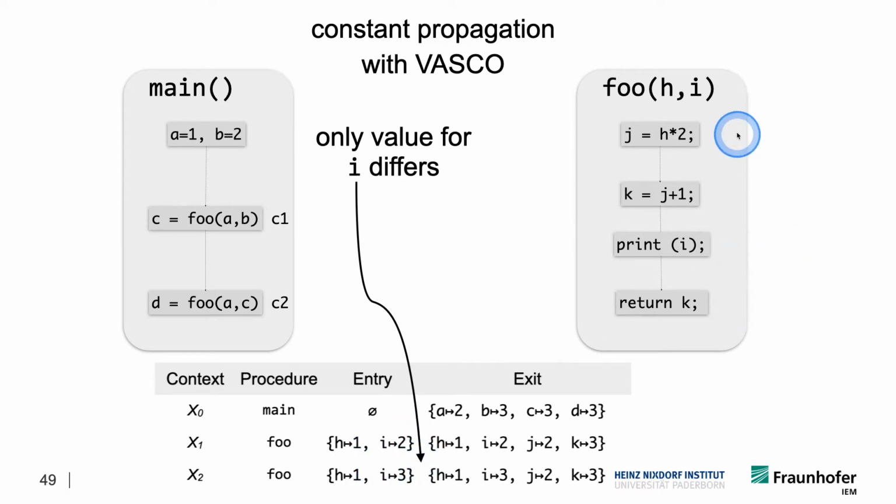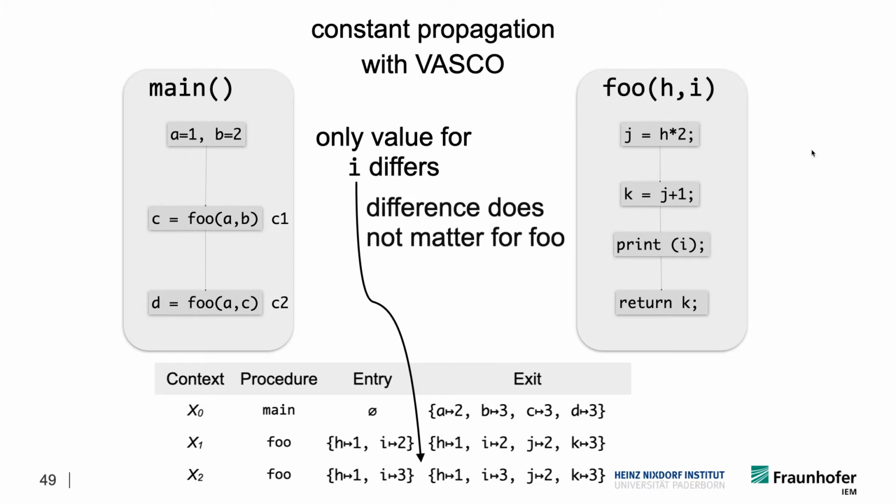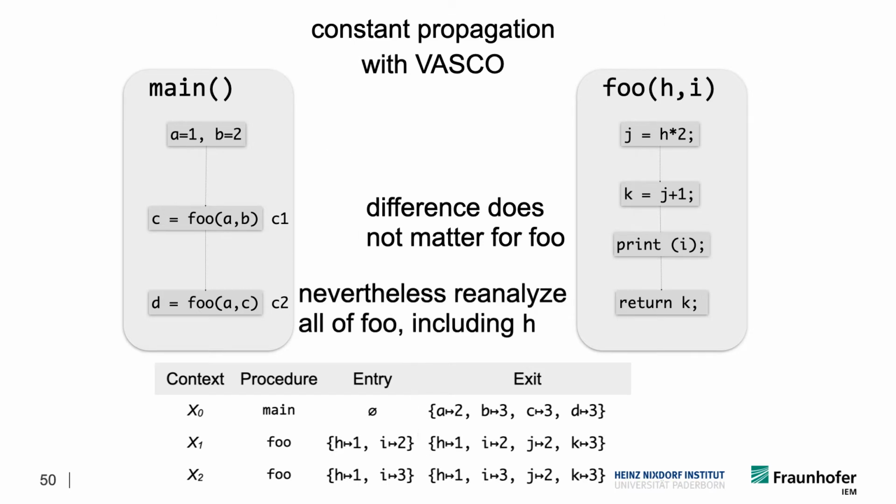And in fact, this value didn't really matter for the summary function here, right? Because this value is printed, but it's never returned, so it never has any effect on the caller, and therefore it never becomes part of any procedure summary, okay? So the difference does matter for foo, but it doesn't really matter to the main method here, okay? Nevertheless, we need to reanalyze all of foo, including what happens to h, although that's really not important.